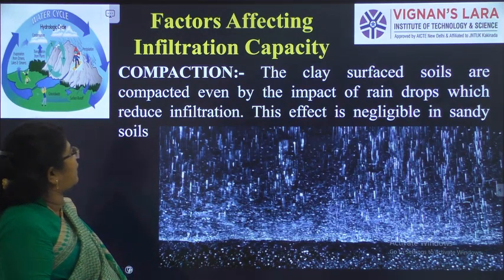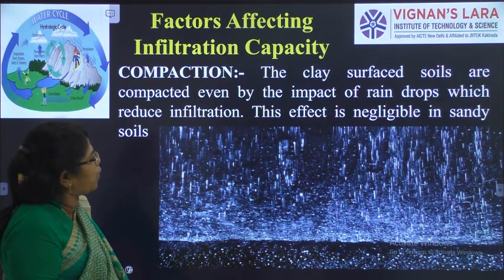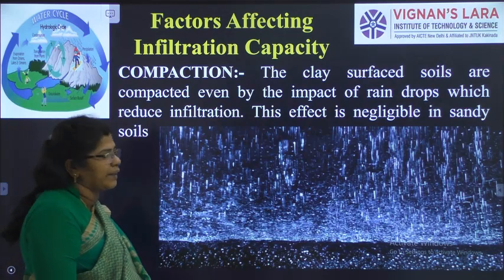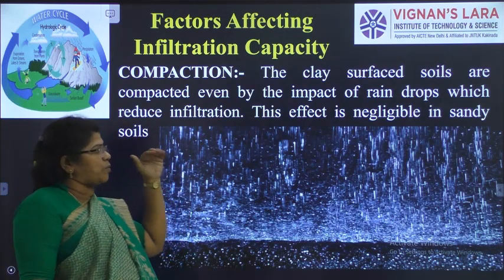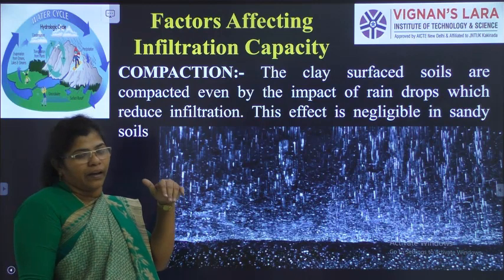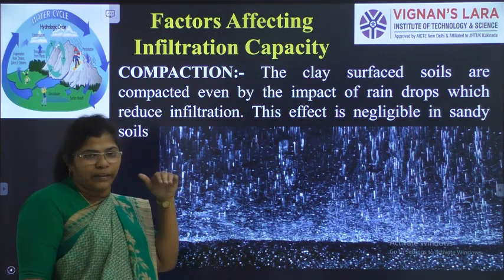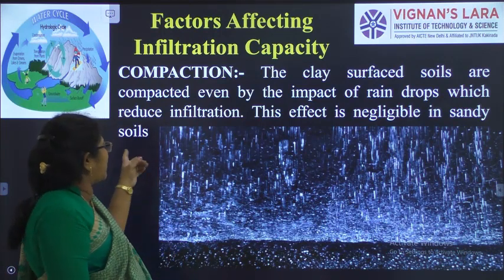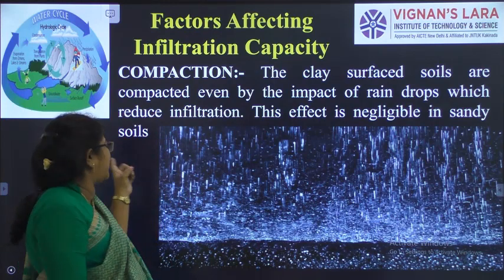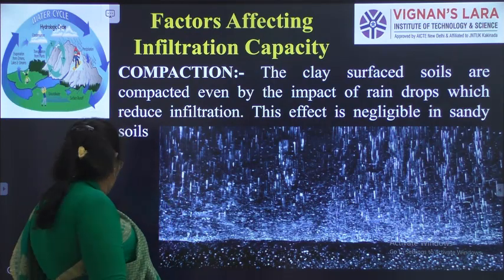And the next one is compaction. If the compaction is more, or the clay surface soil is compacted, then the impact of the raindrops will mean the water cannot enter into the soil layer, which reduces infiltration. The effect is negligible in sandy soils.